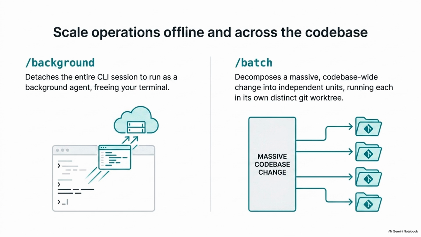/background detaches your entire CLI session so it keeps running as a background agent. Your terminal is freed up immediately, and the work continues without you watching it. /batch is built for a different kind of scale. When a change spans the whole code base, it decomposes that massive change into independent units and runs each one in its own separate Git work tree, so they don't step on each other.